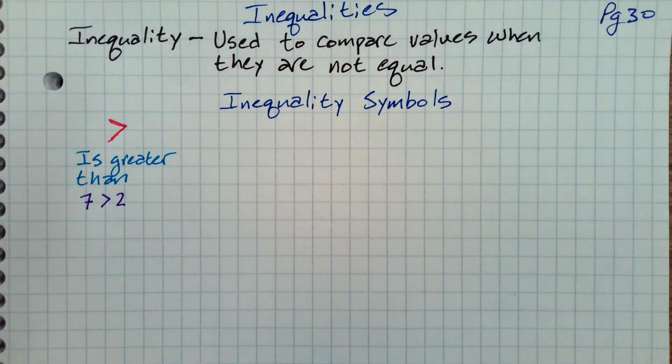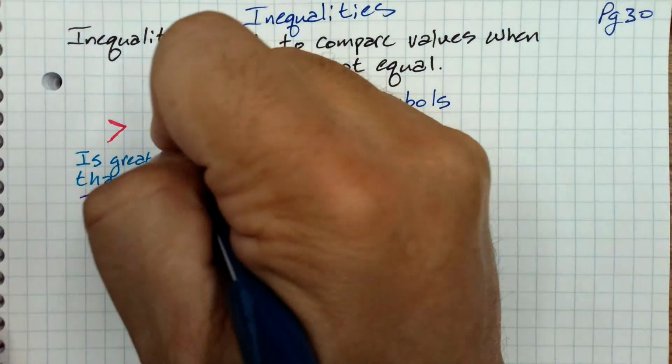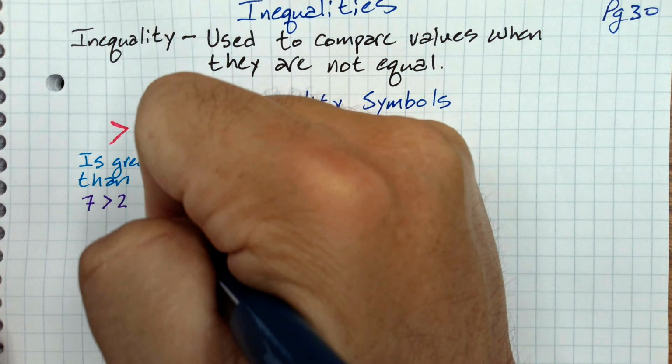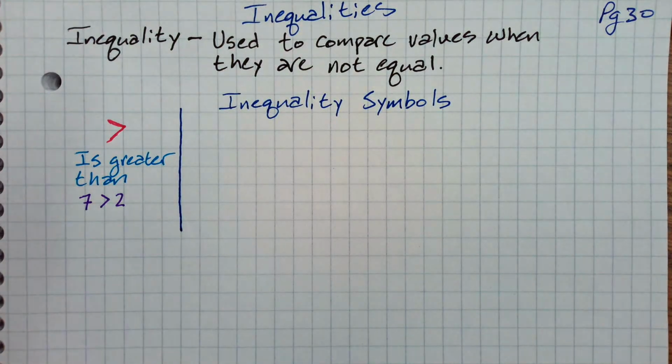Remember the way we all probably learned this? The crocodile eats the bigger number. The open portion is to the bigger number. Okay. I'm seeing a lot of shaking of heads. Yes, good. So we've got that one.